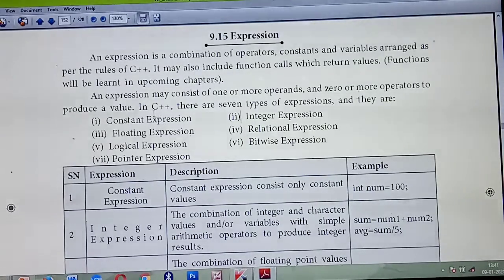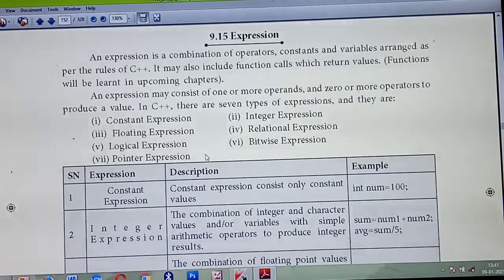Okay. So in a C++ program, totally there are 7 expressions. Very, very important question. Expressions and types of expressions, very, very important question. Okay. So in a C++ program, how many expressions are there totally?